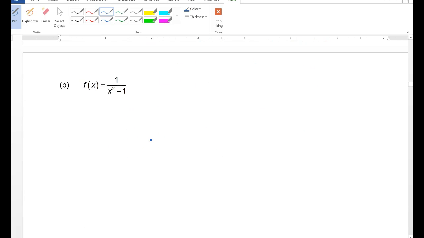Okay, let's do another example. So I have f of x equals 1 over x squared minus 1. Step 1, what is my domain? Okay, so my domain in this case, I can't have plus or minus 1. So I have from negative infinity to -1, union -1 to 1, union 1 to infinity.